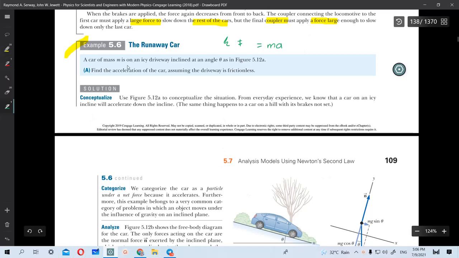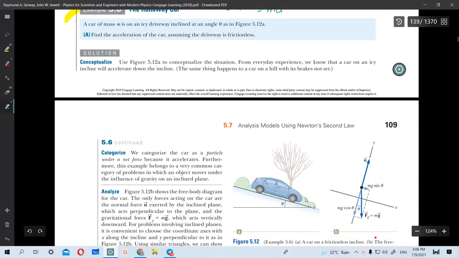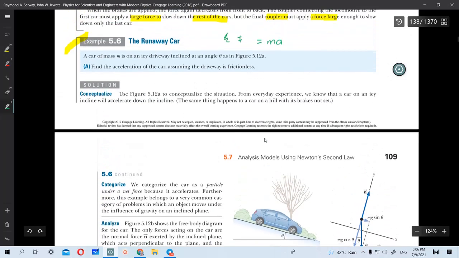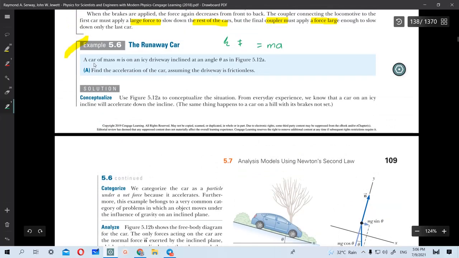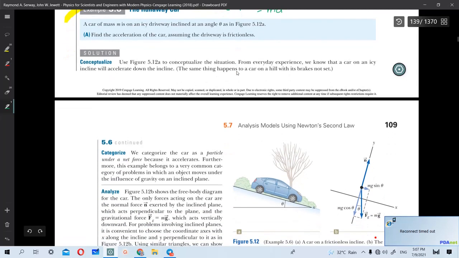So what are the forces acting on this car? A car of mass M is on an icy driveway, inclined at an angle theta as in the figure. Find the acceleration of the car, provided that it's frictionless.